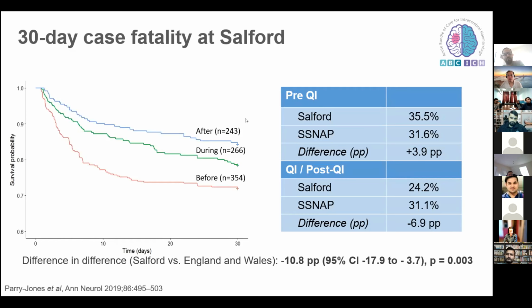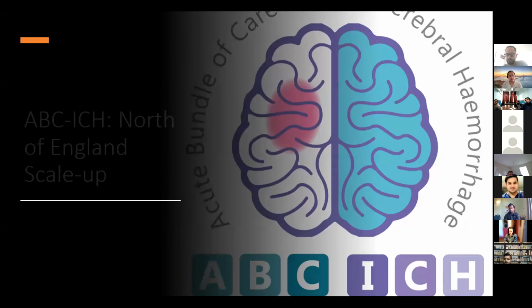And you see the graph here between the blue, the green, and the pink. The blue is after applying the project, and the number is 243 compared to before, which is the pink, 354. They simply dropped the mortality from 30 to 20%, and that is a third in reduction.